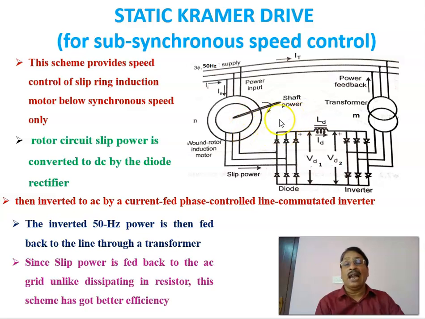In the Kramer system, the rotor power is rectified using an uncontrolled rectifier, and that is inverted into AC by controlling the firing angle, and that is injected into the grid. By controlling the firing angle of the inverter, you can control the power flow into the grid, and thereby you can vary the speed of the slip ring induction motor using the Kramer drive method.